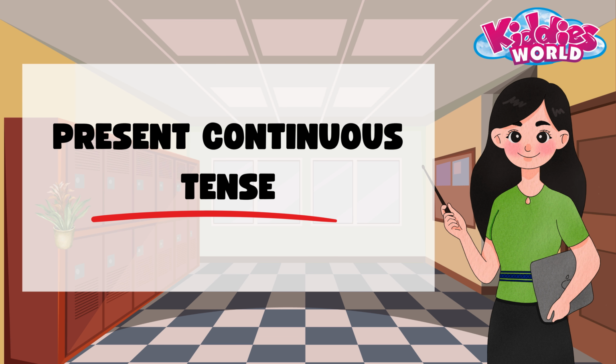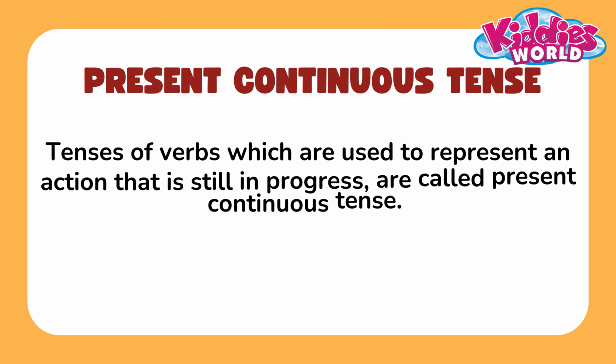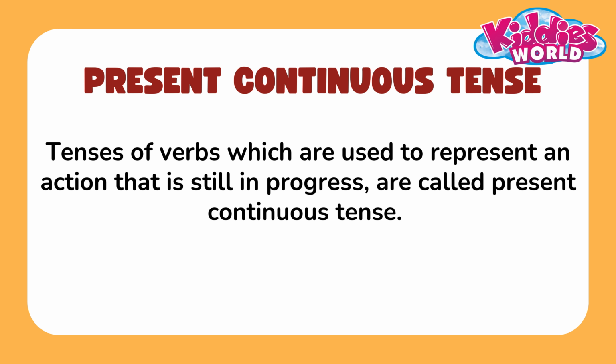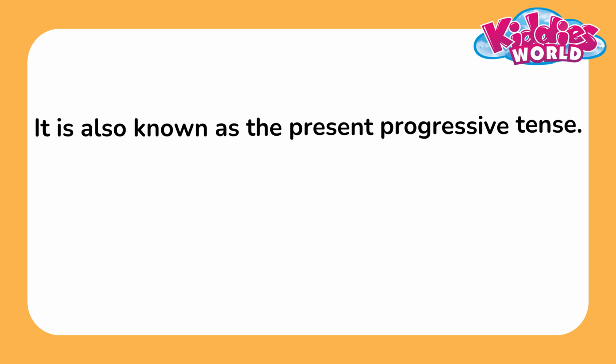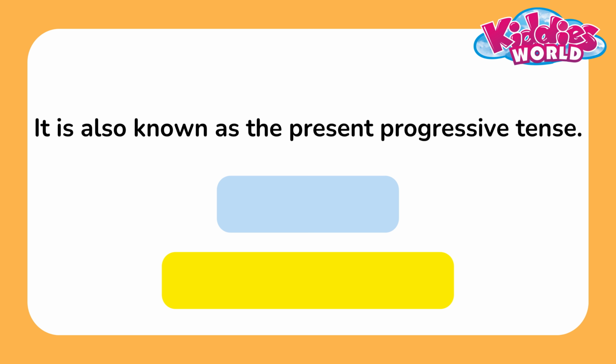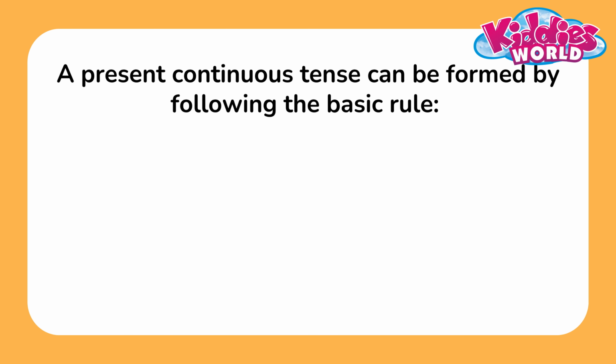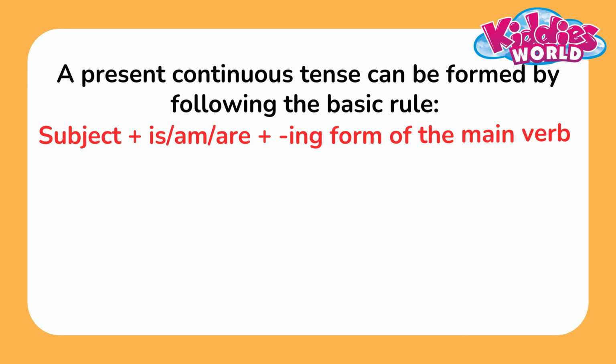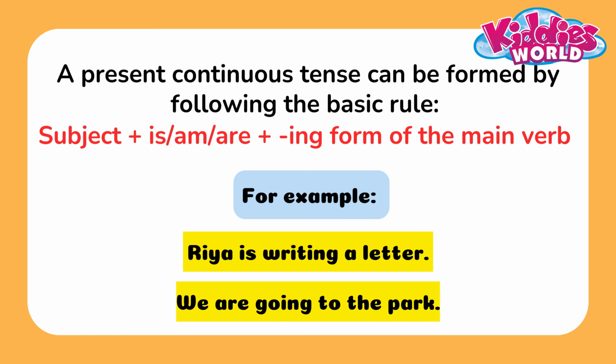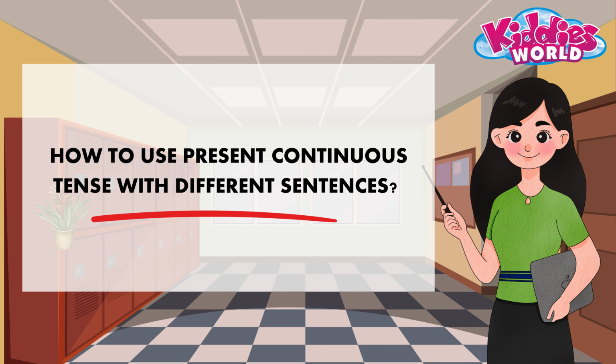Present continuous tense. Tenses of verbs which are used to represent an action that is still in progress are called present continuous tense. It is also known as the present progressive tense. Check the example. A present continuous tense can be formed by following the basic rule. Check the form and example below. How to use present continuous tense with different sentences.